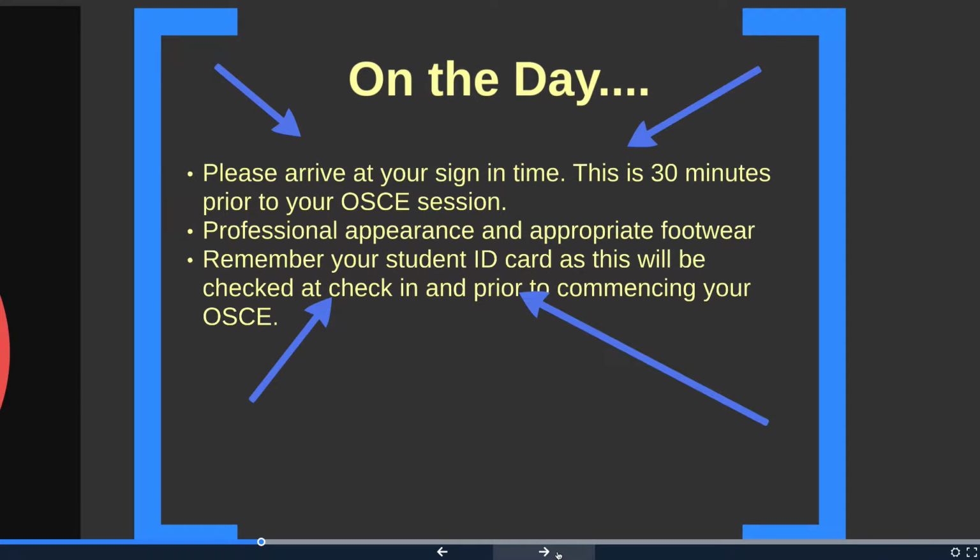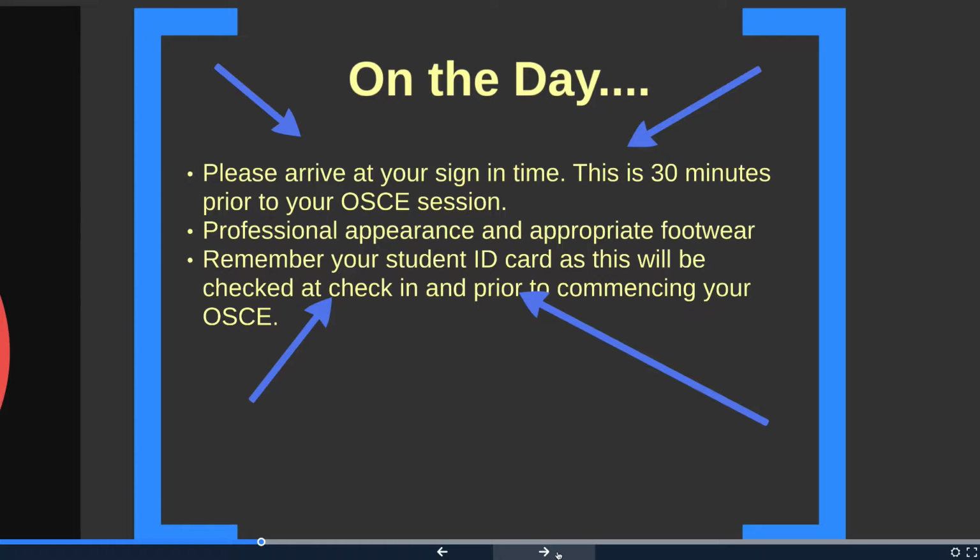So on the day, you have been given a sign-in time, and I'm hoping that you've all checked the OSCE timetable. If your name is not on the OSCE timetable, can you please email me as a matter of urgency? There is 30 minutes before your OSCE session, so please make sure you arrive at that sign-in time, because that allows the professional staff that are organising the OSCE to make sure that everybody's there and ready to go at the correct time to walk into the labs and perform their OSCE.